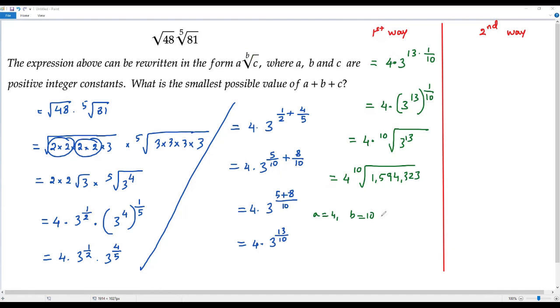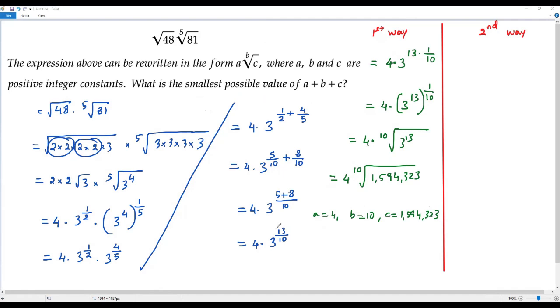Here the index is 10. And the c is the radicand, that is the value I have inside the radical, that is 1,594,323. Okay, so handling the problem in the first way, these are the values I'm getting for a, b and c. Actually, according to the question, we have to find the smallest possible value of a + b + c.